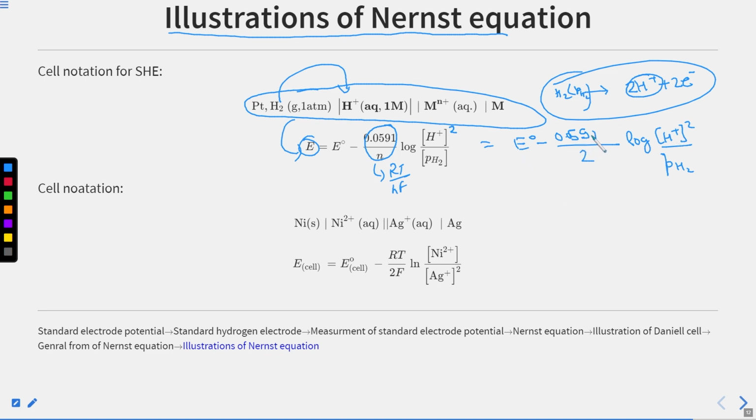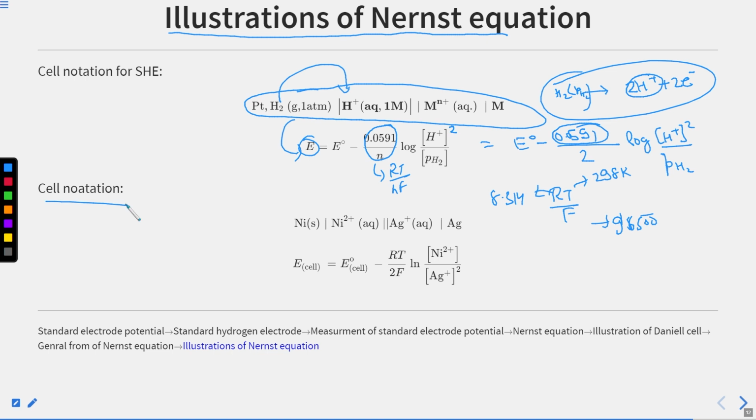Now I will ask what is this 0.0591? It is basically the value of RT by F at standard condition. What are the standard conditions? The temperature is taken as 298 K. R, you know the value, is 8.314, and F is 96500. So if you evaluate by putting all these values, you will get 0.0591.